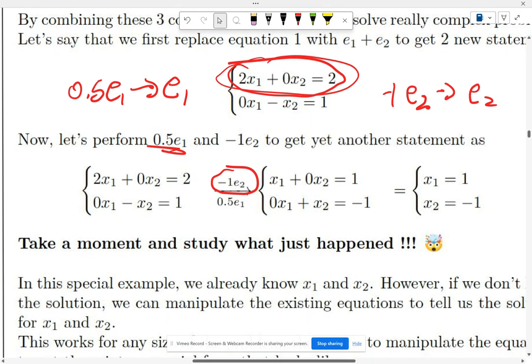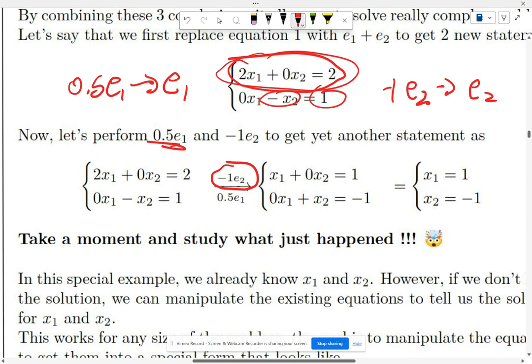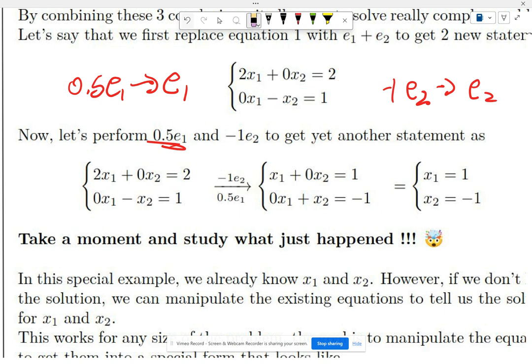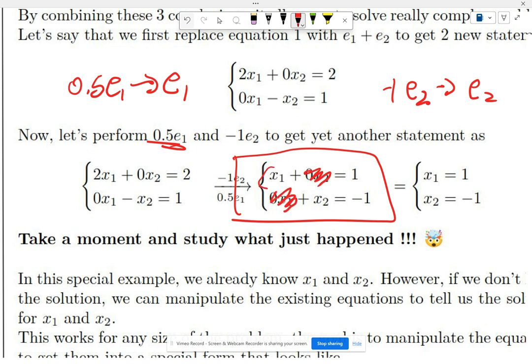So what happens? If you multiply negative 1 here, negative 1 here, you get a positive and a negative. So at this point, what has just happened? Well, this is 0 and this is 0, which means we yield a new true statement. So this statement must be true. And that statement is x1 is equal to 1, x2 is equal to negative 1. So what just happened?